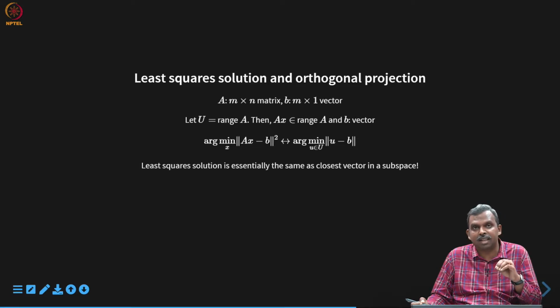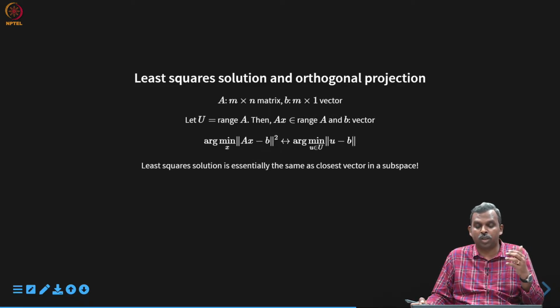As you vary x, Ax goes over all possible vectors in the range of A. So, you can redefine that as the argmin over u in U of the norm u minus b. So, all you are doing is finding the vector closest to b in the subspace U, and we are in an inner product space. So, you know that is all well defined, and you will get the closest vector in the subspace as the least squares solution.